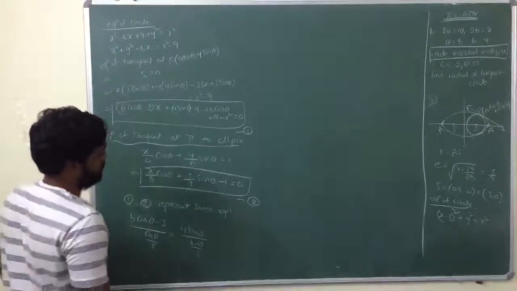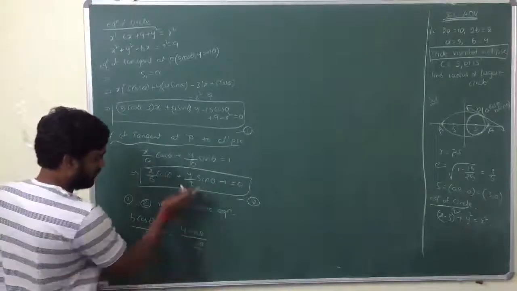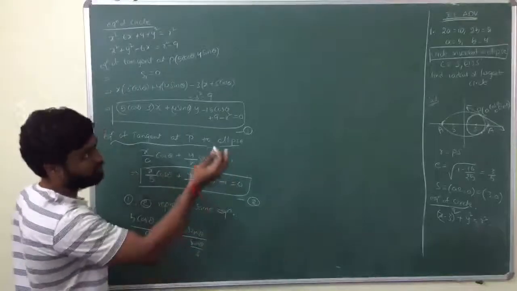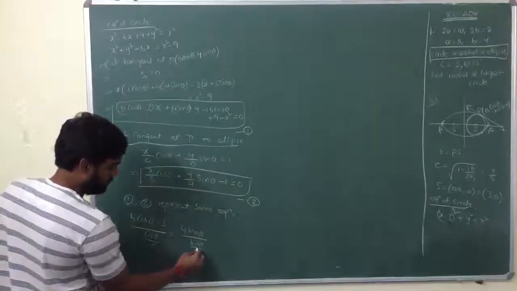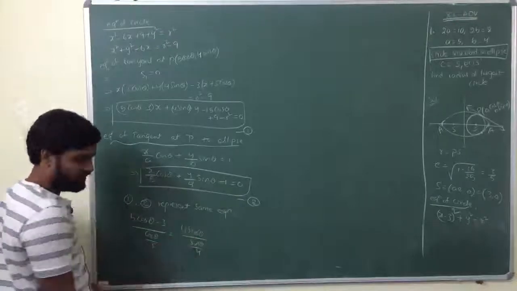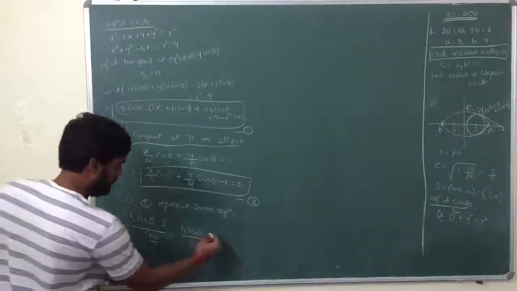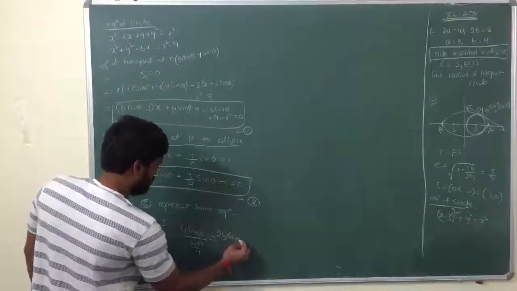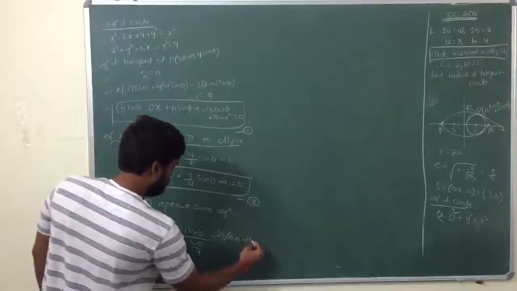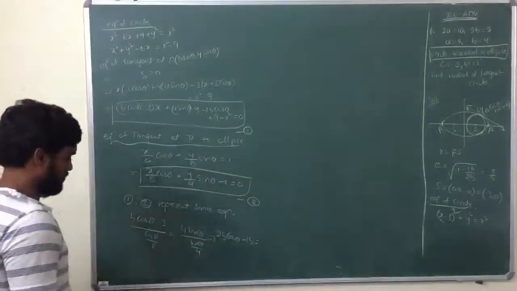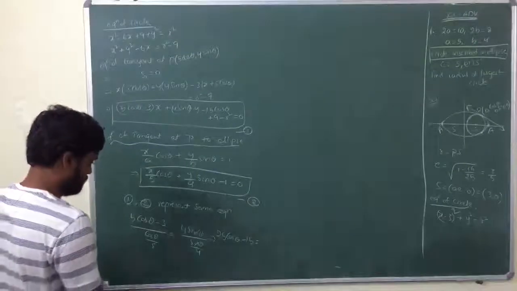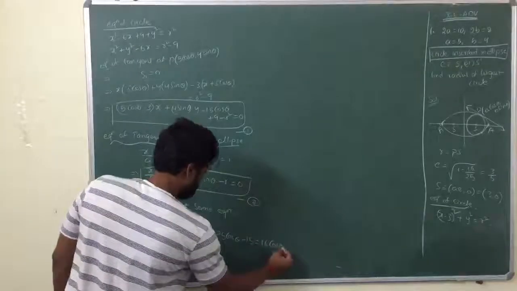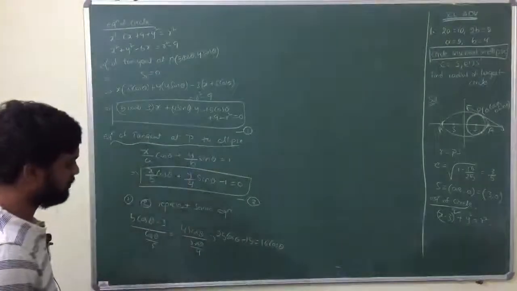Sorry, this is 4. The value of b is 4, right? Sin theta cancels, 16. From here, 5 by 25 cos theta. 25 cos theta minus 15 is equal to 16 cos theta. So 9 cos theta is equal to 15.